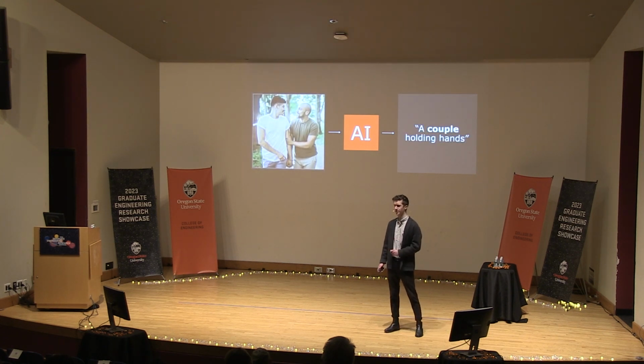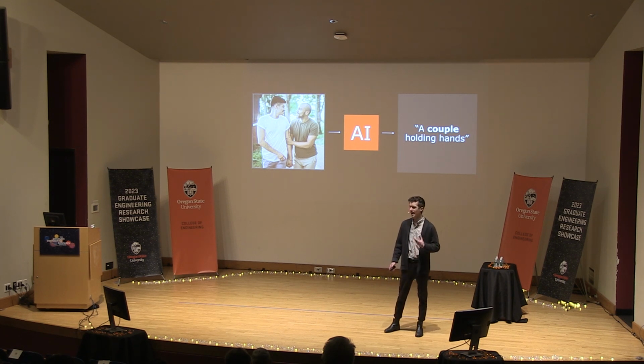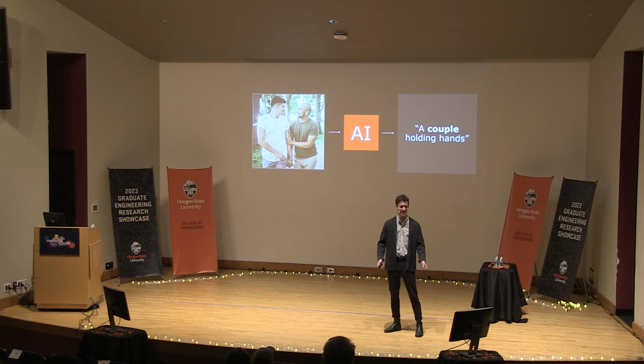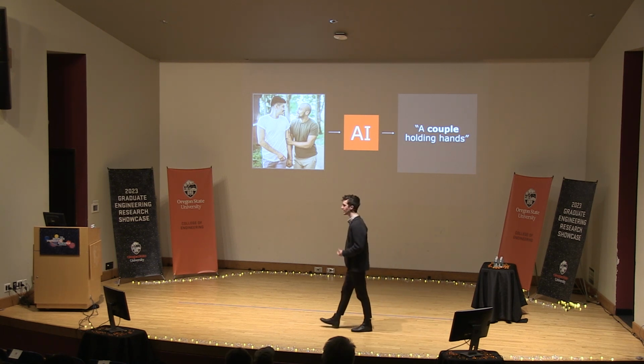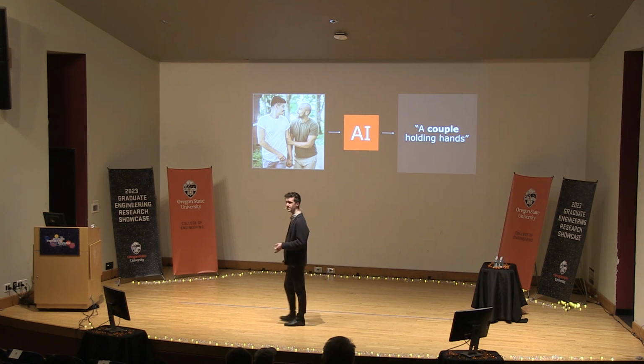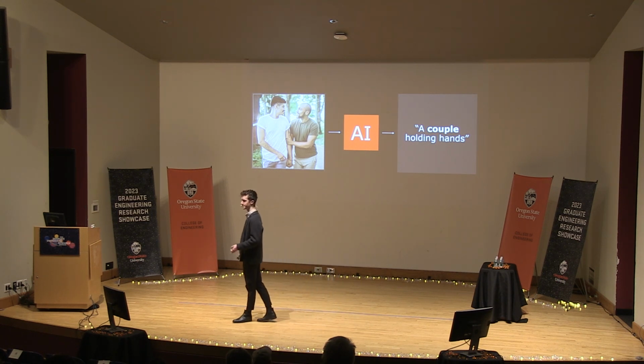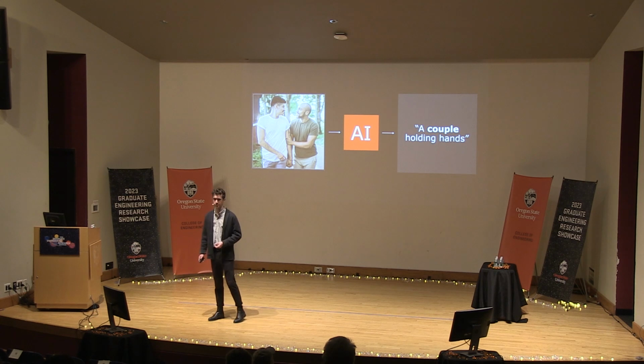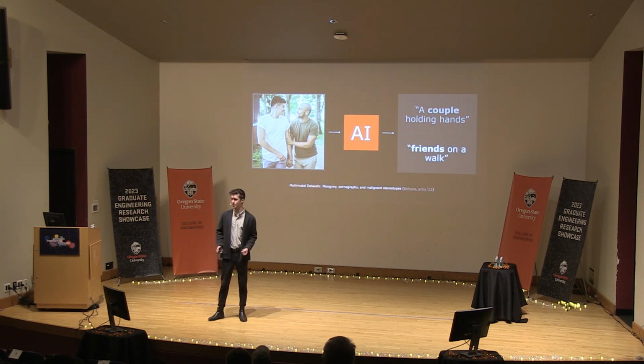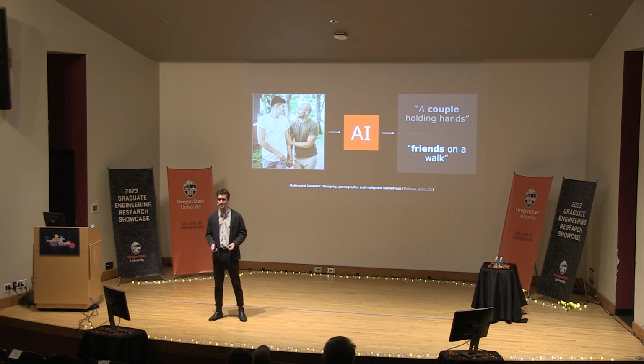If we take the photo here on the left, and we ask our AI to create a caption for us, I might hope that it would tell us something like, this is a photo of a couple holding hands. But AI, again, is trained on the internet. And because of that, it's playing a game of numbers, which means it learns some problematic notions. In this case, heteronormativity. I would expect this AI to be far more likely to say something like, here's a photo of friends on a walk.